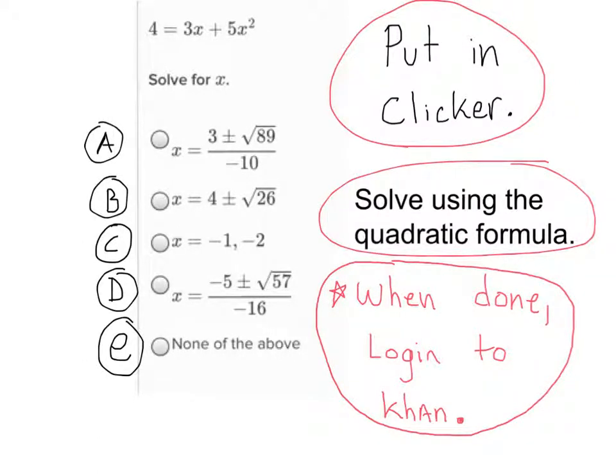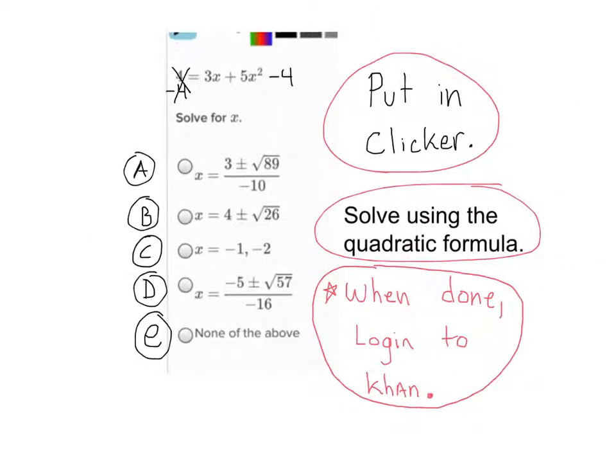The first thing I've got to do when I'm solving a quadratic equation like this is get this 4 right here on the right side of the equal sign. So I am going to subtract 4 on both sides. That leaves me nothing on one side of the equal sign.